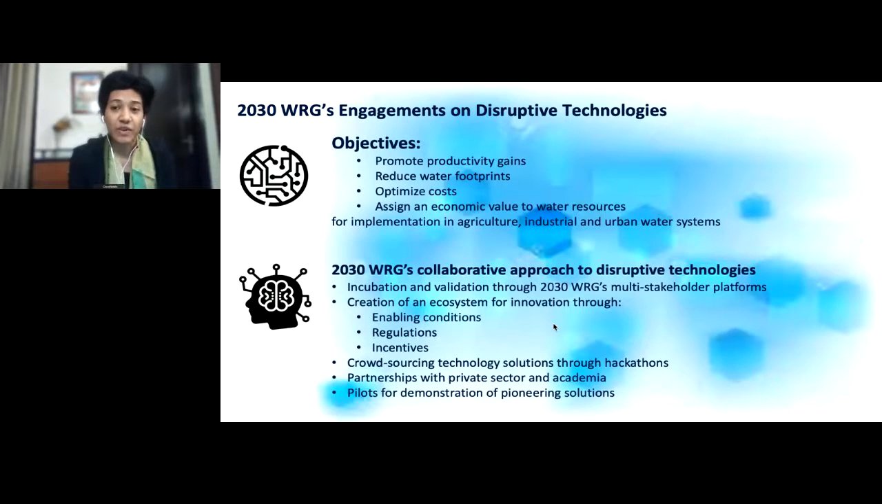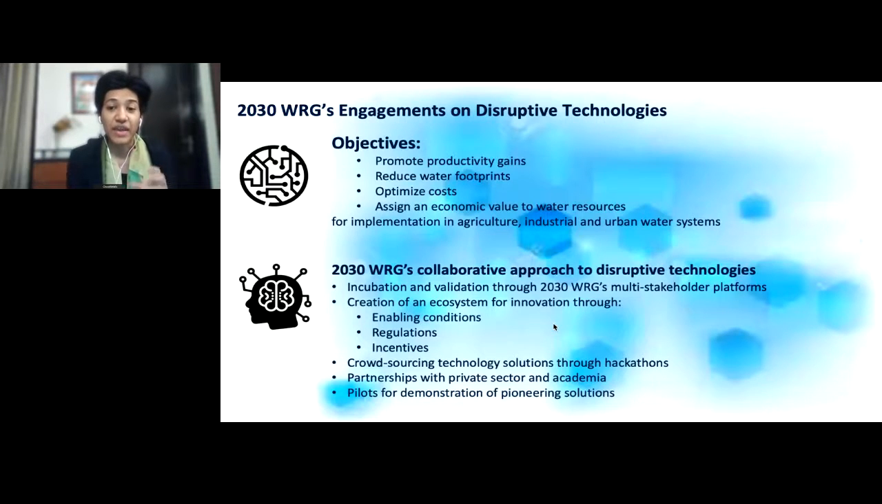So we've had a number of key objectives for engaging, one of which is, of course, promoting productivity gains, but equally reducing water footprints and assigning an economic value to water. This is something that we're promoting across different systems, so agri, urban, and industrial water. And for us, collaboration is key in this space. We really see our multi-stakeholder platform serving as sandboxes where we can incubate and develop solutions. And we bring a host of different stakeholders together, as Karen already alluded to.